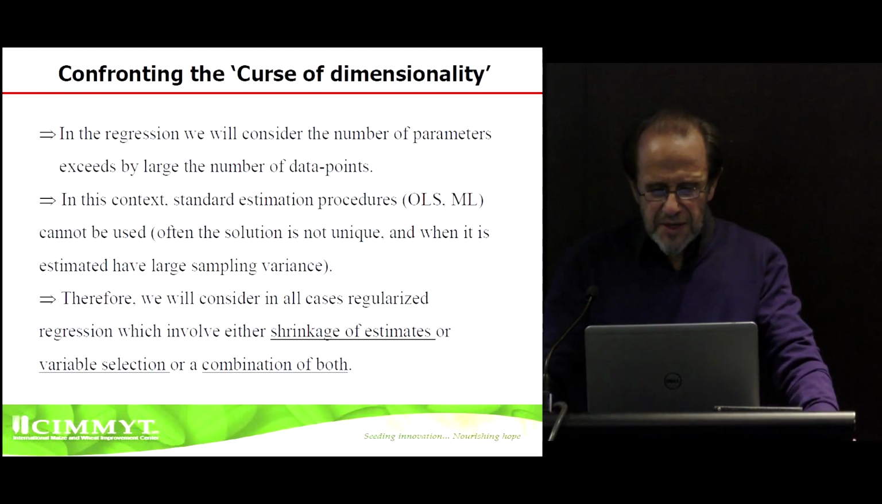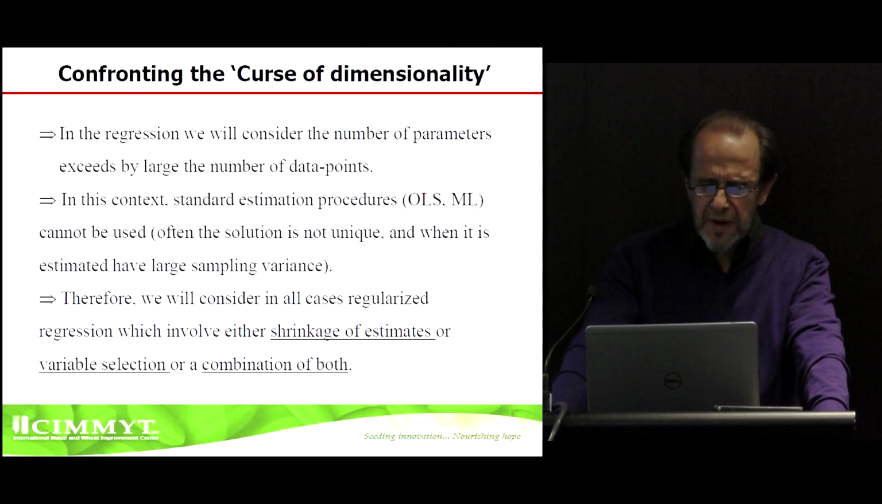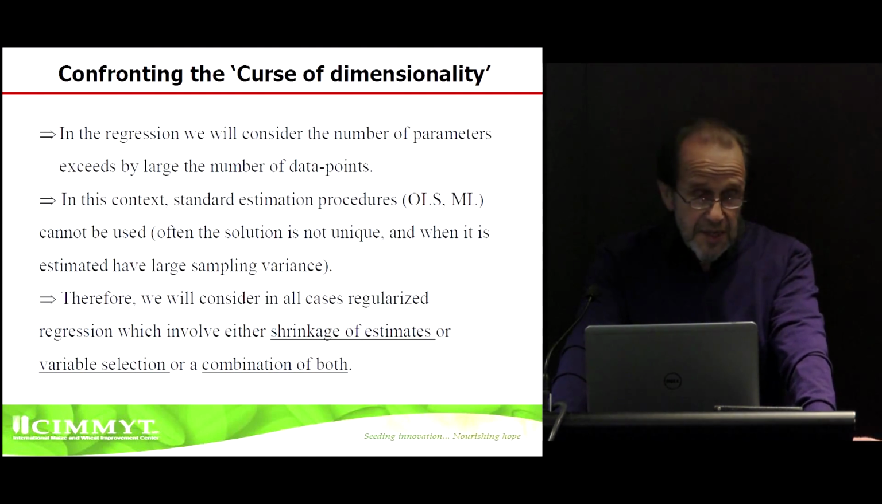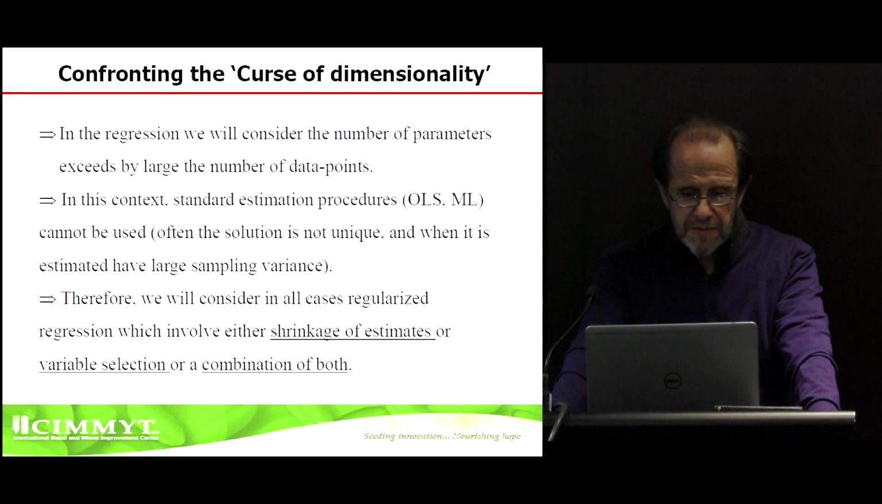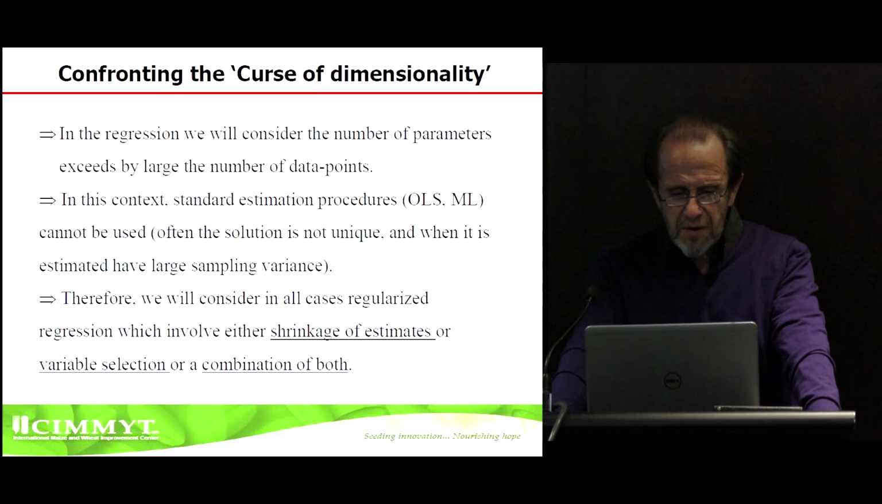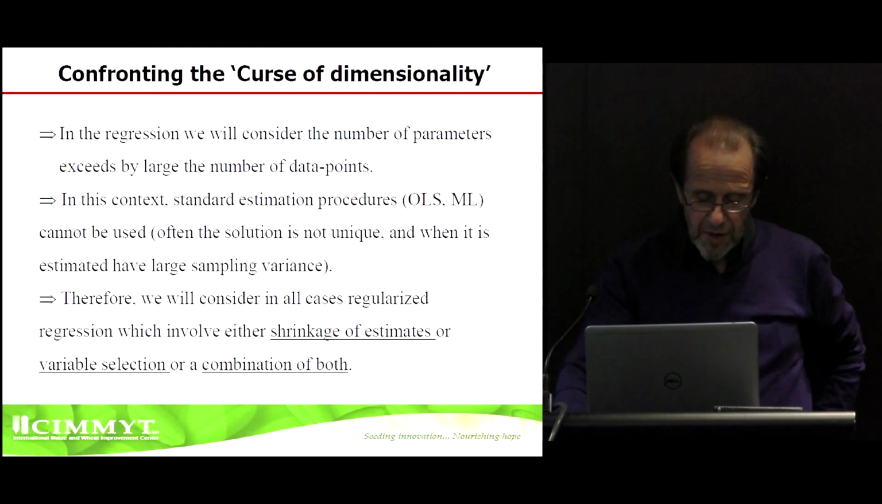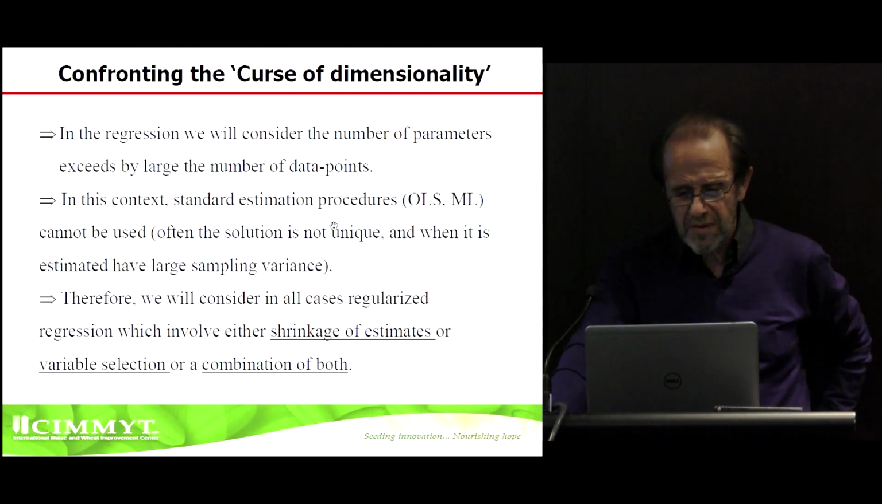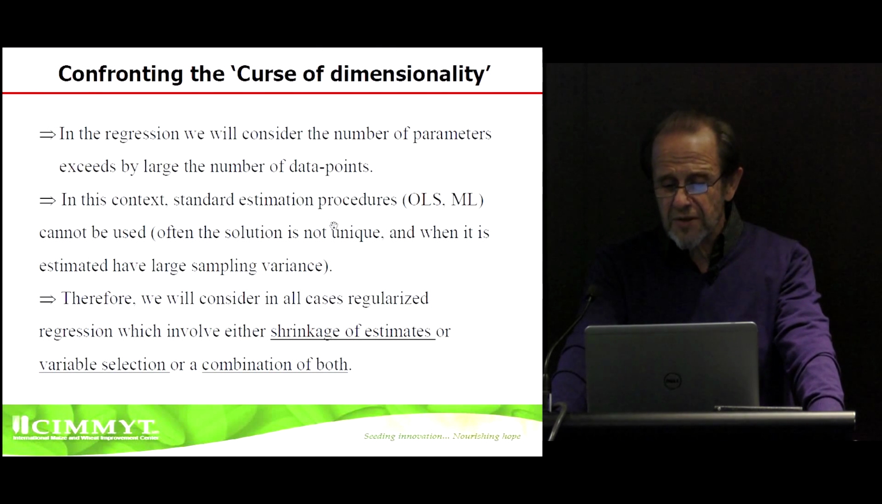In the regression, we consider the number of parameters exceeding by far the number of data points, at least in genomics. In this particular context, ordinary least square and maximum likelihood sometimes cannot be used because they don't offer a unique solution.